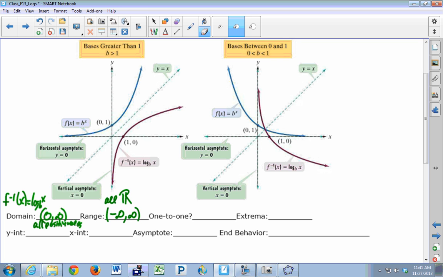Right, all real numbers. Okay, is my logarithmic function 1 to 1? Yep, better be, because we just looked at its inverse. Yeah, it passes the horizontal line test. Does my red function have any turning points? The first red function. Does it have any turning points? No, it just keeps, it's always increasing.